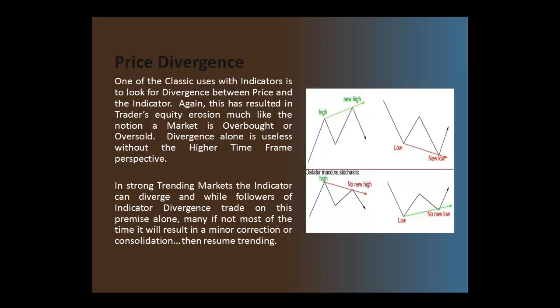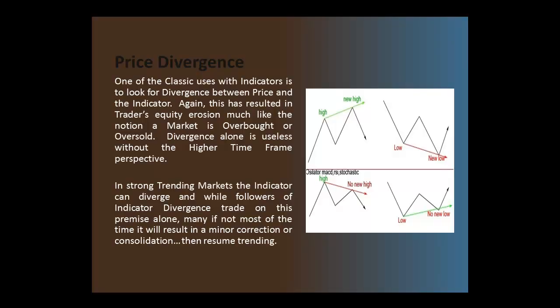The market may or may not trade lower on this. Many times it'll just consolidate or correct and then resume higher. So don't be lulled into thinking that just because price makes a higher high and an indicator doesn't, that somehow equates to a market top or a significant high. It can if it's trading at a confluence of resistance and things to anticipate a market trading lower there, but by itself it doesn't mean anything.